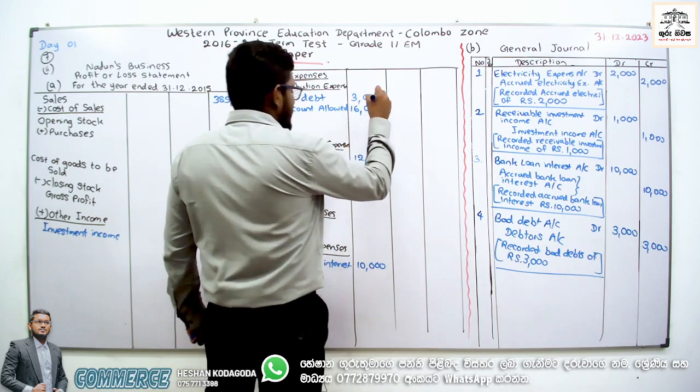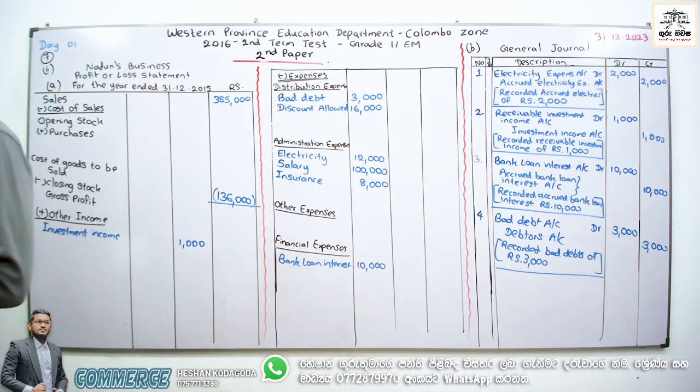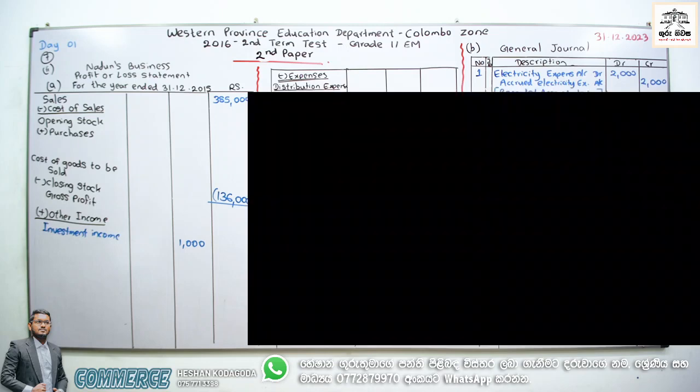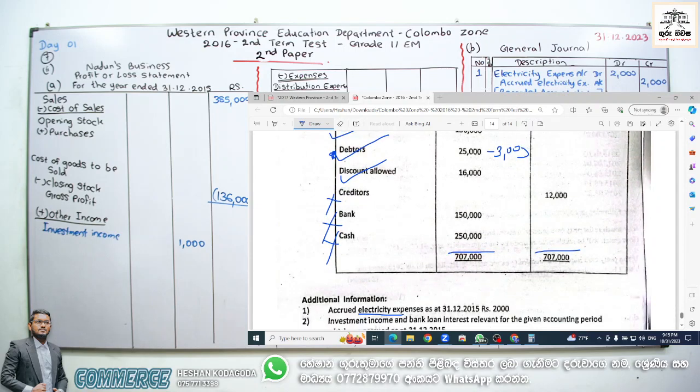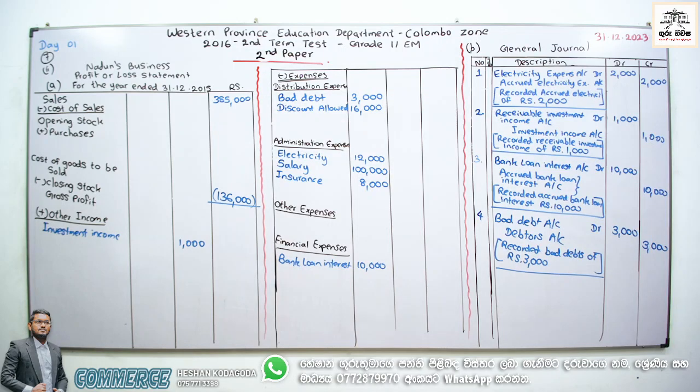No need to identify creditors. Why? In here, no need to identify creditors. It's in the SFP, no need. Bank balance and cash balance are in the SFP, no need to identify. Now, what we need to do is find the balances in here.